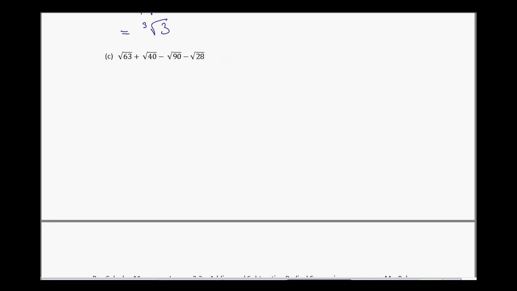Root 63 plus root 40 minus root 90 minus root 28. So yet again, we have the same index, but different radicands. So let's use our multiplication property to find similar radicands. We can simplify root 63 into root 9 times 7. Root 40 can become root 4 times 10. And root 90 can become root 9 times 10. And root 28 can become root 4 times 7. I chose those because 4 and 9 are perfect squares and will factor out nicely.